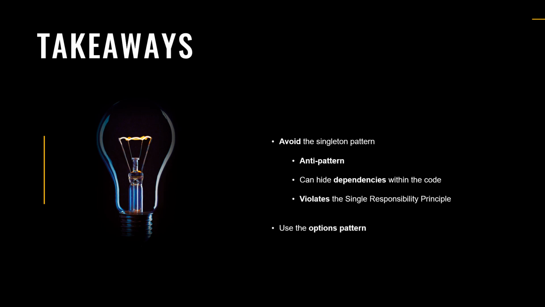The options pattern is a better approach for managing configuration settings in C# because it promotes clean and maintainable code by organizing related settings into separate classes, providing stronger typing and easier access, and allowing for validation of configuration data. The options pattern also adheres to important software engineering principles such as encapsulation and separation of concerns.